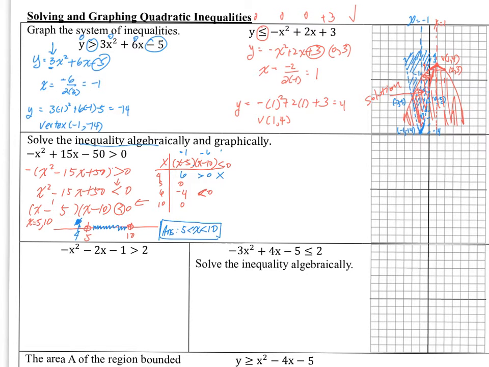And to solve an inequality graphically, okay, I'm going to draw the y-axis here so that I can give myself more space. So from the original inequality, we know that the axis of symmetry is 7.5. 1, 2, 3, 4, 5, 6, 7.